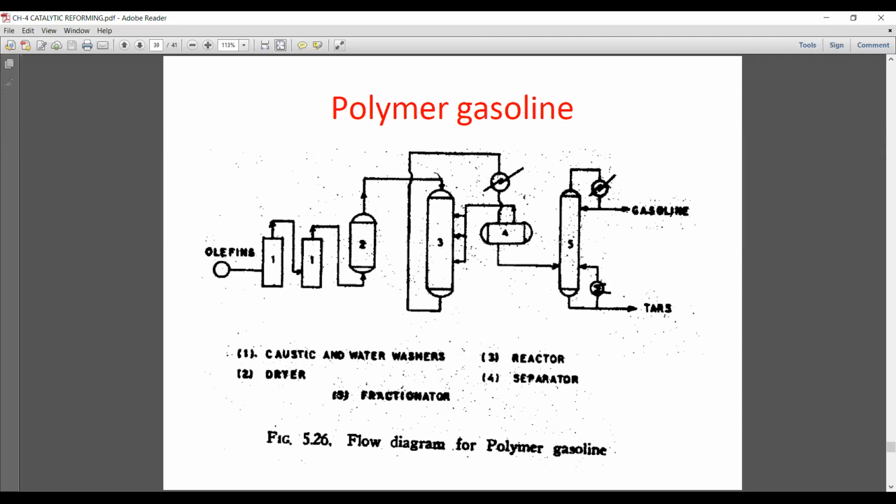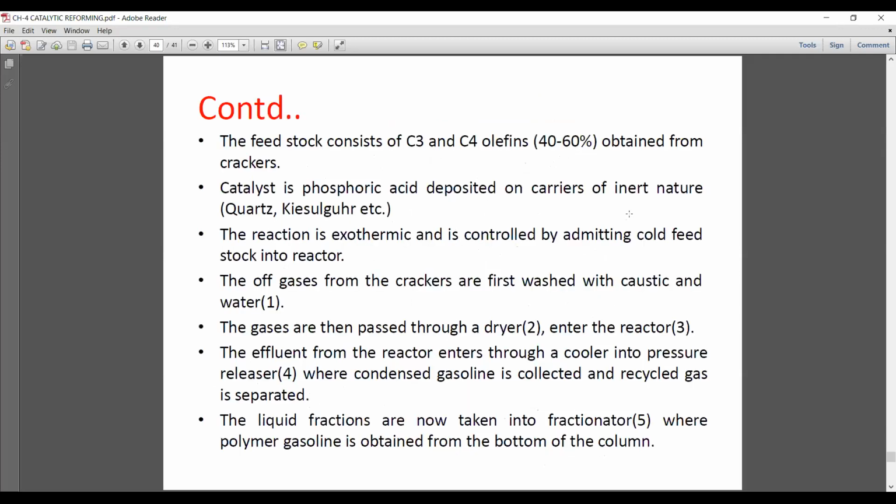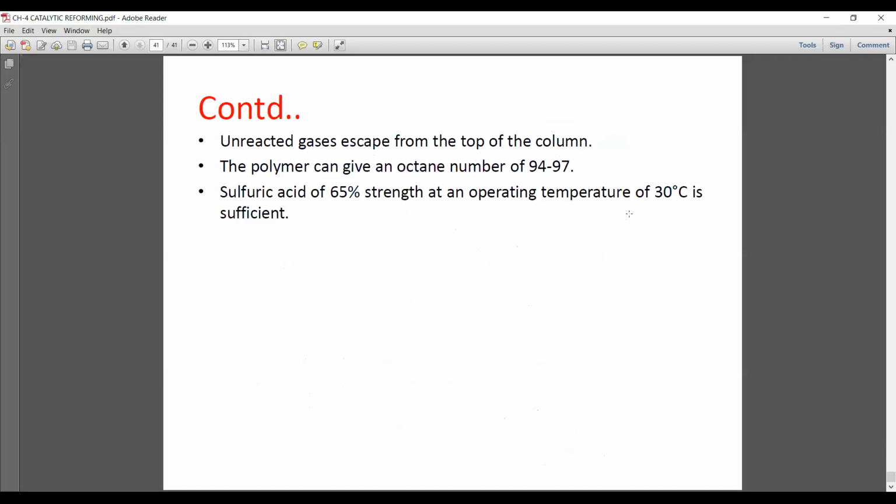From the fractionator, the lower part is taken out as tars and the upper part is taken out for olefins, I mean your gasoline. Okay, that's what is explained here. So that's about the catalytic polymerization. I'll try to get a video for this, so please wait.